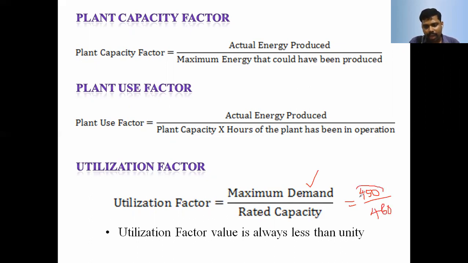This 450 megawatt is not a constant value every day. Some of the time 450 is there, some days 420 or 410 or 390 megawatt, or 460 megawatt or 470 megawatt. That is the maximum demand on the power plant based on the demand or the season, with respect to the rated capacity. Rated capacity is constant throughout the period. It is not dependent on the season. That is why the utilization factor is always less than unity.